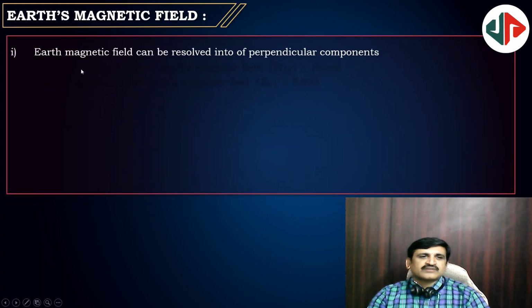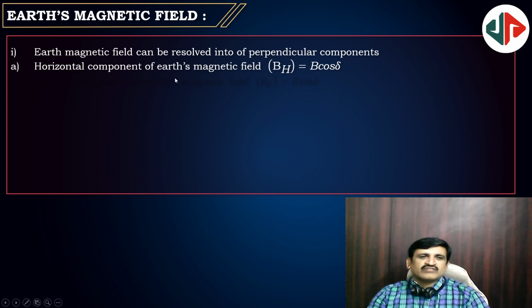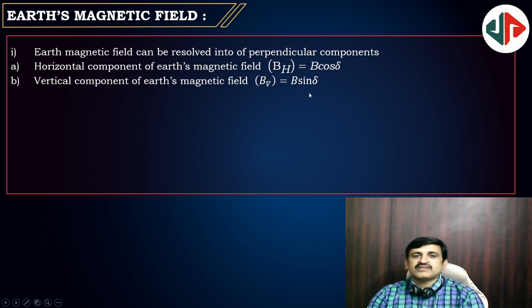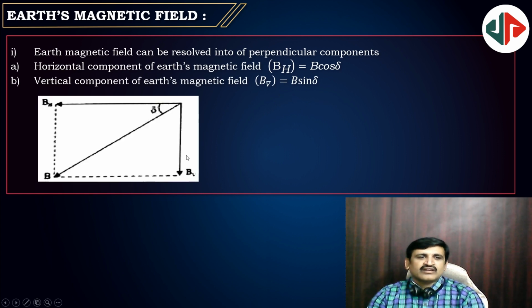Earth's magnetism. The Earth's magnetic field can be resolved into two perpendicular components. One is the horizontal component along the surface of the Earth, the other one is vertical, inwards or outwards, depending upon the hemisphere where you are. And BH is equal to B cos delta, BV is equal to B sin delta. This is the vertical component, this is the horizontal component, and B is inwards.